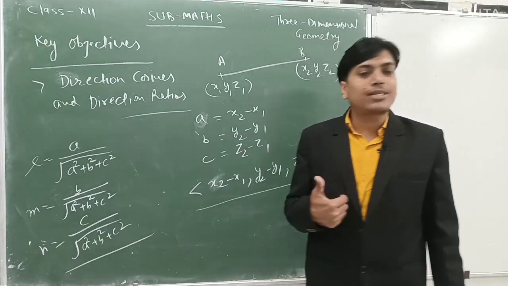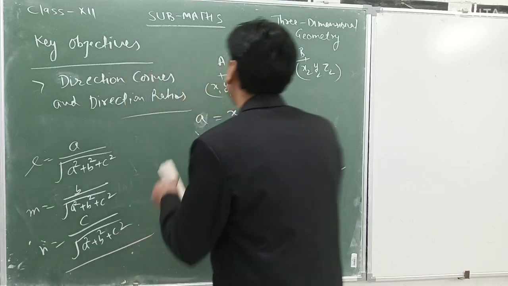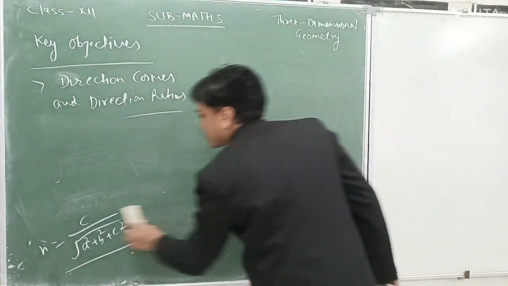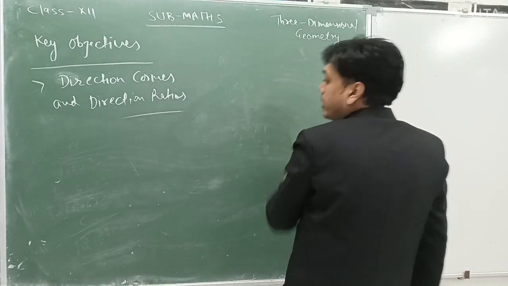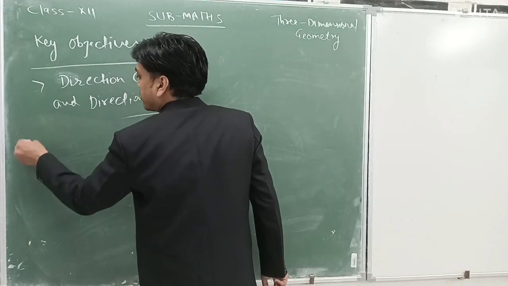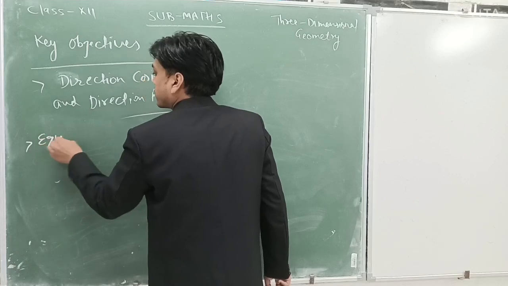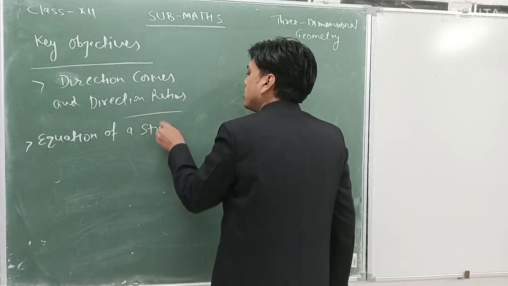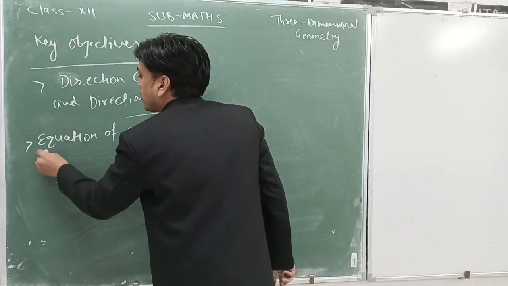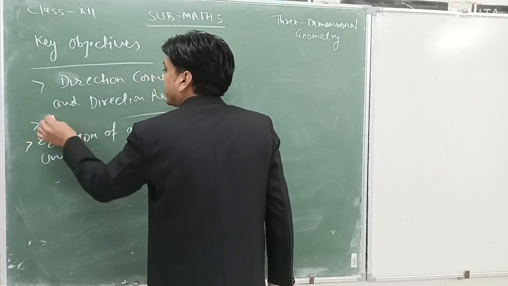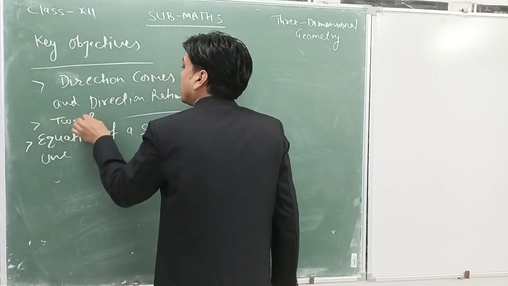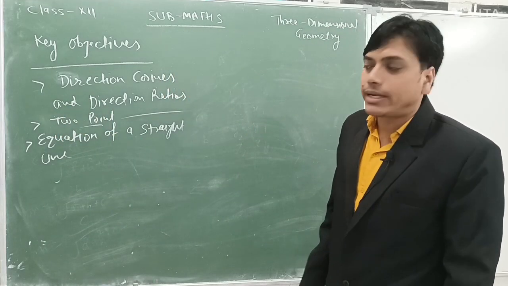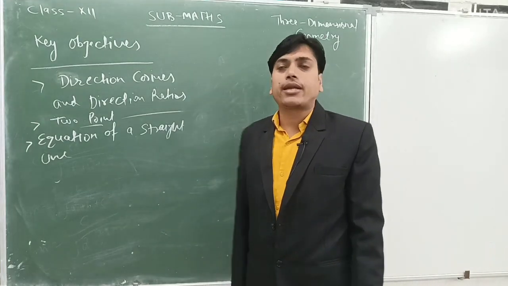So coming to the next point, that is the equation of a straight line. So our next topic will be the equation of a straight line. Last topic was the 2 points: how to find out the direction cosines and direction ratio when 2 points on a line are given. So now the equation of a straight line.